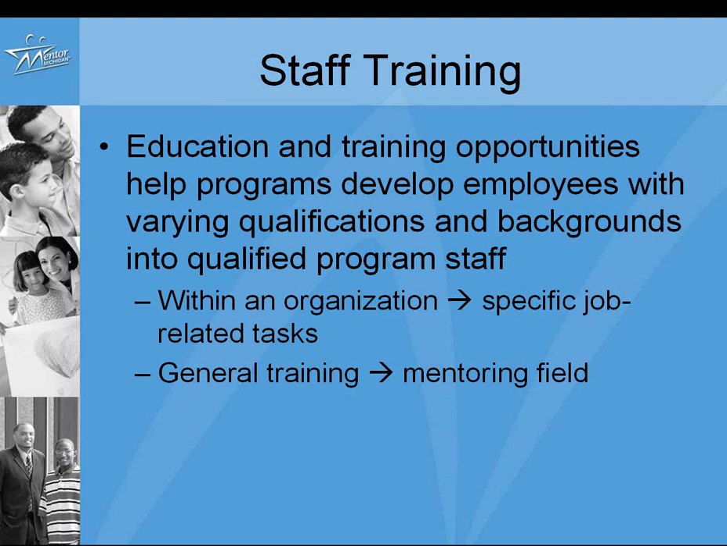A diverse workforce may spur the development of additional education and training opportunities to help inform a common understanding of core principles and practices. Education and training opportunities really help programs develop employees with varying qualifications and backgrounds into qualified program staff through 2 ways. First, training for staff members to perform specific job-related tasks within the organization, and second, general training to establish a common body of knowledge within the field as a whole.